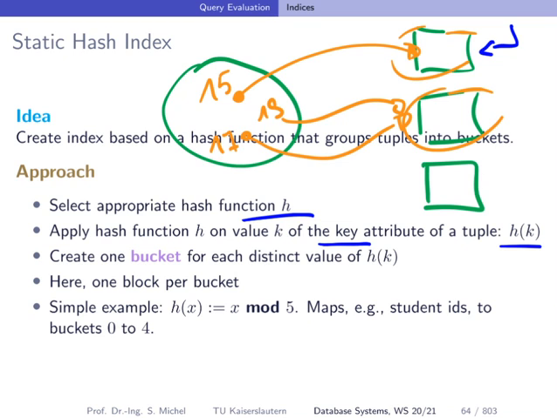For instance, you can have some simple modulo hashing. So h of x maps x to x modulo 5. And then the outcome would be, if you apply this to a relation containing students, that here the student ID would guide the tuples to buckets from 0 to 4.